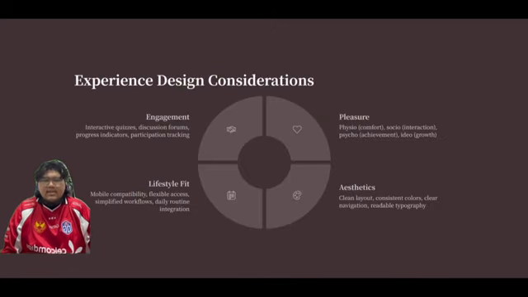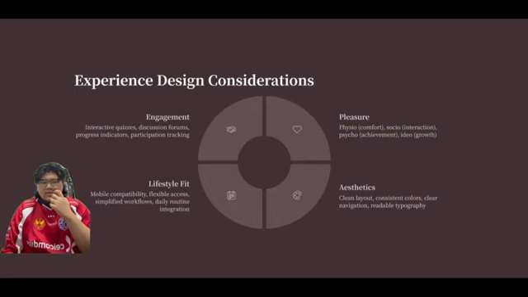Then we move on to slide 10, experience design considerations. On page 10, several experience design factors are highlighted. First is engagement, which can be improved through quizzes, forums, and progress tracking. Second is pleasure, meaning the platform should support comfort, interaction, and a sense of achievement. Third is aesthetics, such as a clean layout, consistent colors, and clear navigation. Finally, lifestyle fit ensures the system works well on mobile devices and fits into students' daily routines.